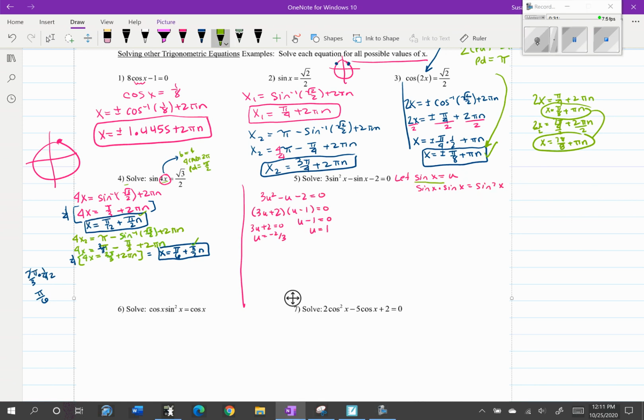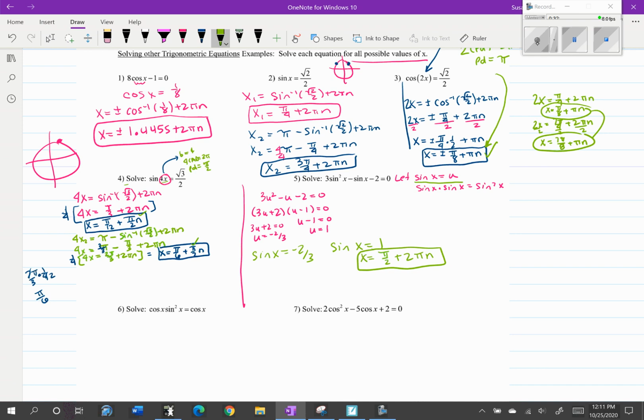So before, remember we said let u equal the sine of x. So this is not our answer, because remember that u is really the sine of x. So we have the sine of x is equal to negative 2/3, and the sine of x is equal to 1. So now I have to solve these two equations. So remember that when the sine of x is 1, that's easy because we only have one solution on our unit circle. So since it's on our unit circle, we're going to use our unit circle value. So for this one, we know x is equal to pi over 2 plus 2 pi n, because it only hits one time for 1.